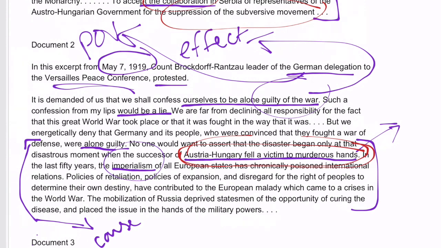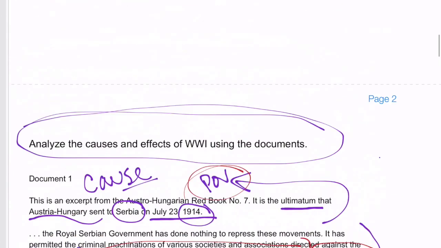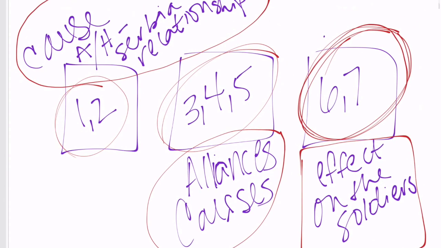Okay, then you could do the point of view of a German man who does not believe that it's just Germany's fault that this war happened. Why does he believe that? Well, because he's German. So there's your first paragraph. Now, your second paragraph, if we go up here, that one was about alliances being a cause.